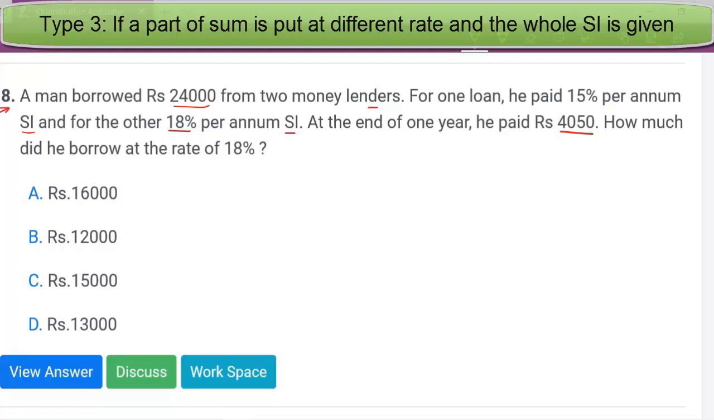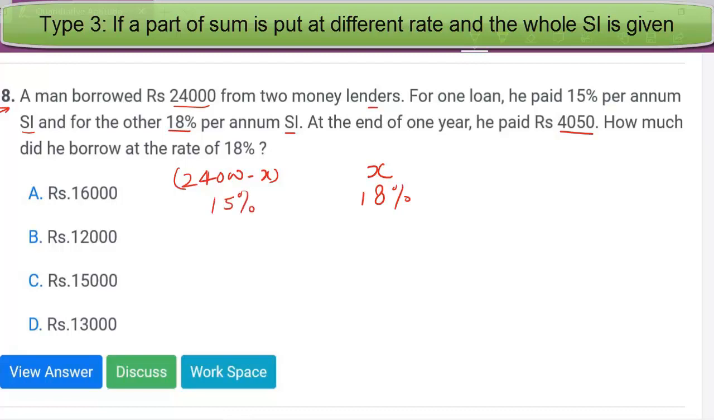So basically what is happening here, this is divided into two parts. So for example, say in the first part, which is at 18%, he is putting X amount. Okay, so for 15% it will be 24,000 minus X. This is how this 24,000 is divided. Okay, now for this X he is putting for 18%, and this is he is putting for 15%.